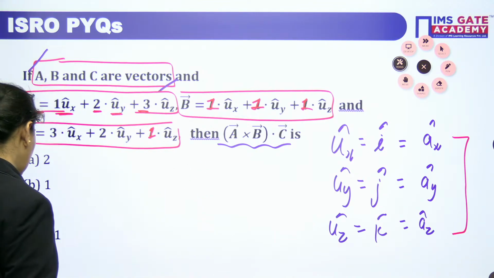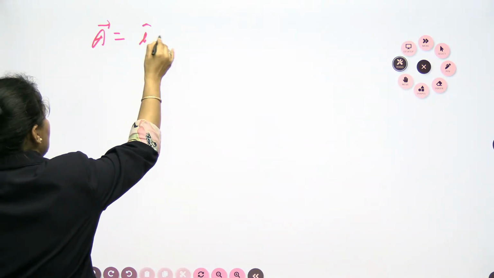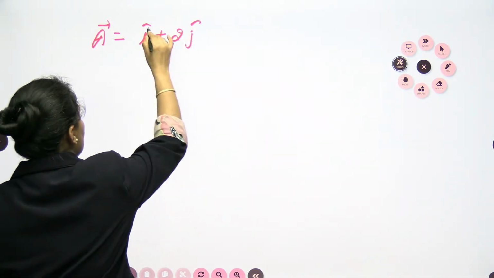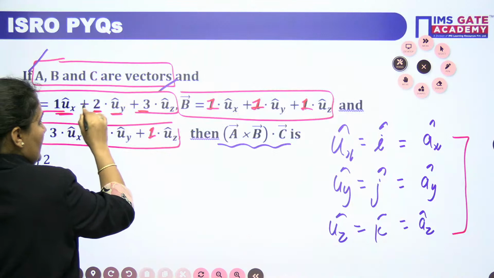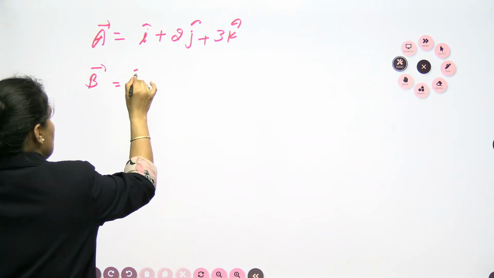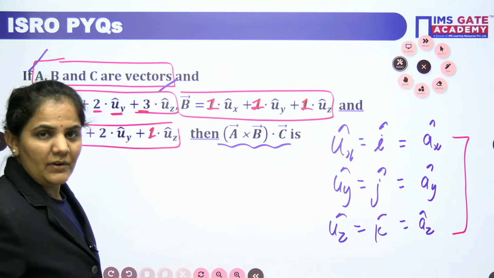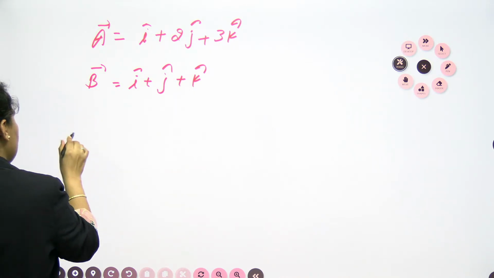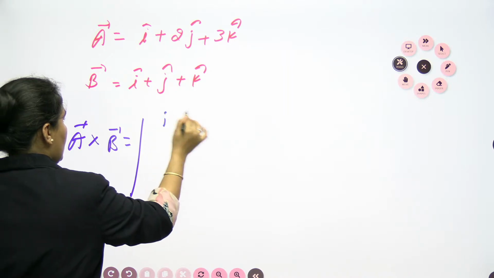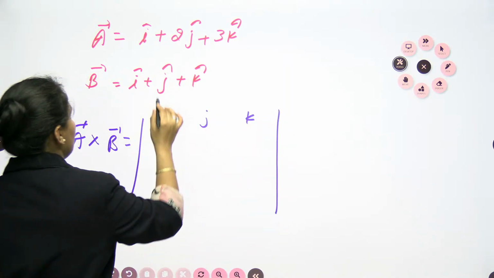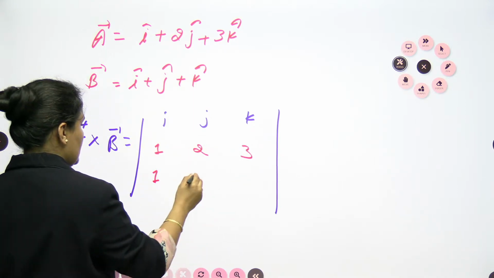So first of all I need to find A vector cross B vector. Let me write down the values of A vector, which is i cap plus 2 j cap plus 3 k cap. And for the B vector all are 1, so this is i cap, j cap and k cap. First I am finding A cross B, which is a very simple task. Here I can write i, j and k. The first vector is 1, 2, 3 and the second is 1, 1, 1.